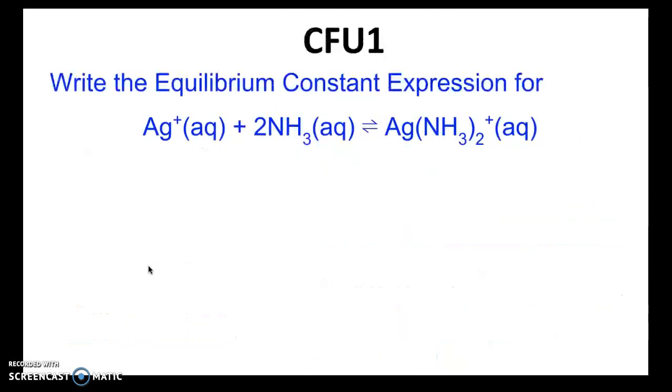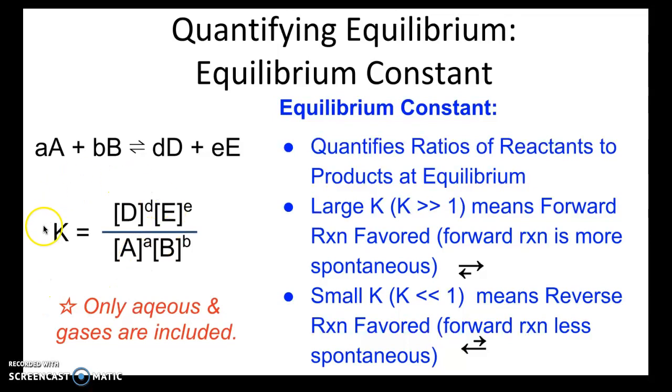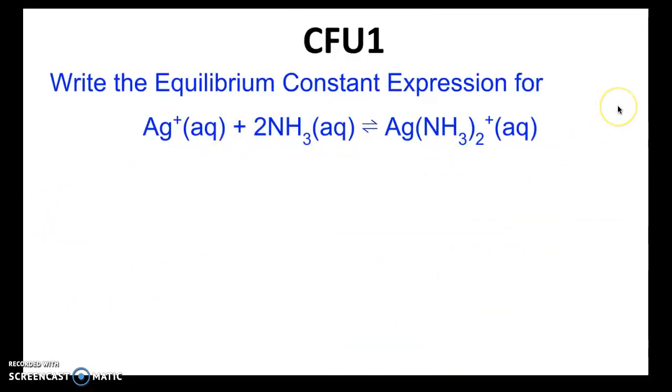Okay, since this is pretty basic, the first CFU is basically just to write the equilibrium constant expression. What do I mean by that? I don't want a number here. I want an expression that looks like this for the reaction shown. Pause the video now, and when you press play again, the answer will be revealed.